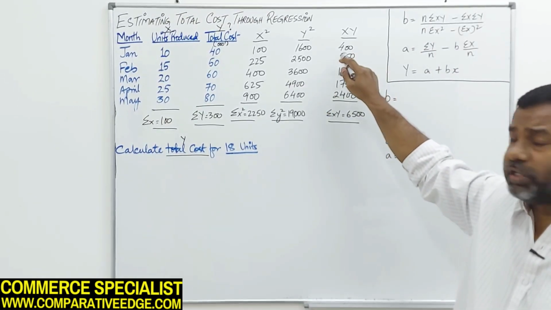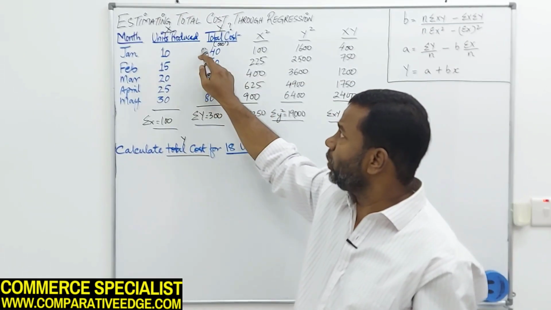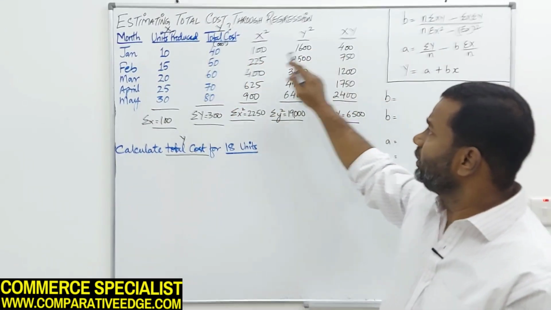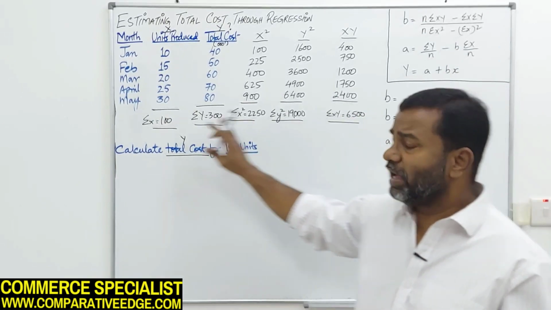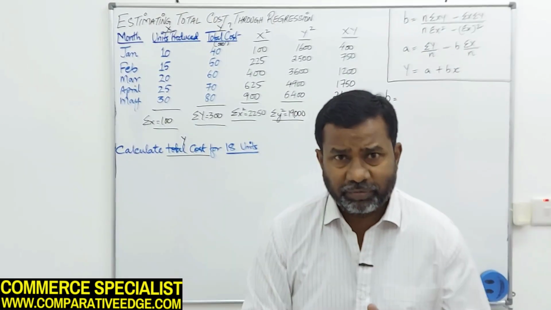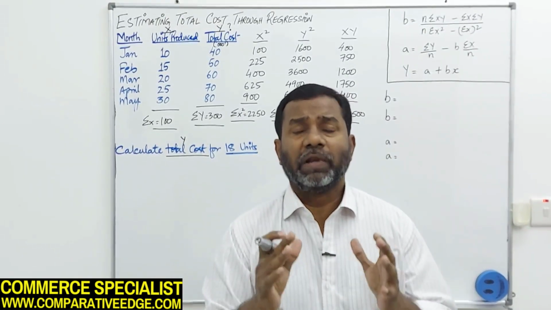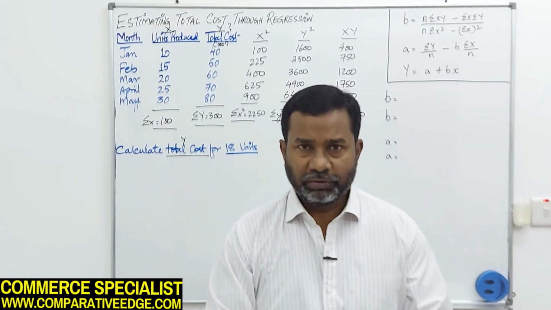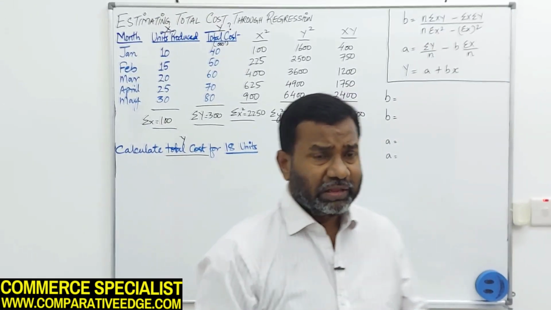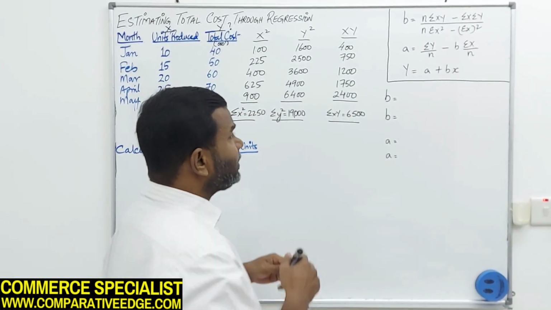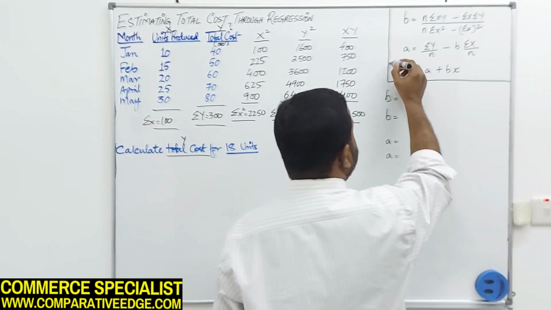Likewise, I have x into y. This is x, this is y, x into y will give me this. 15 into 50 will give me this. I total this up. So once I have all the totals of all these columns, now I'm going to apply the regression formula. But before applying the regression formula, there are some prerequisites, because this is your actual regression formula.